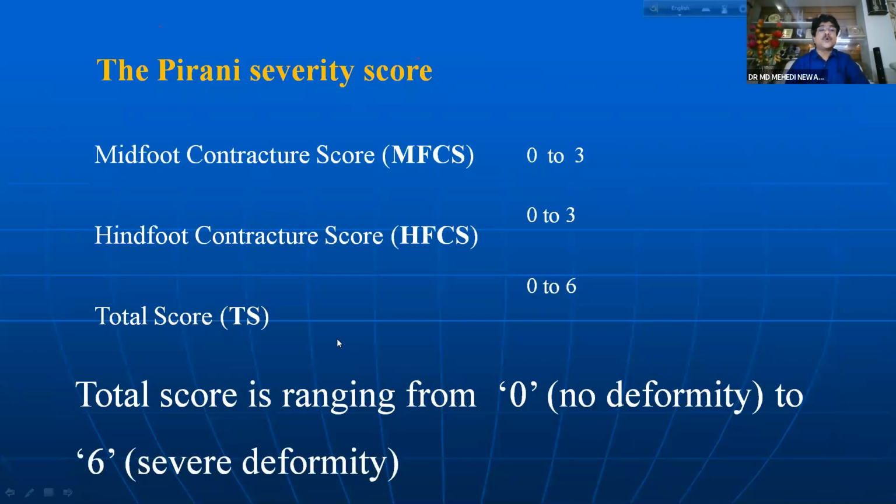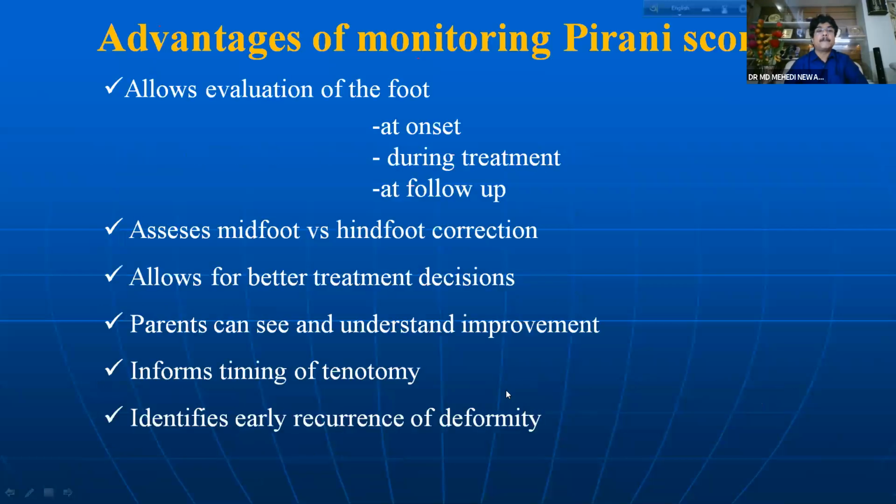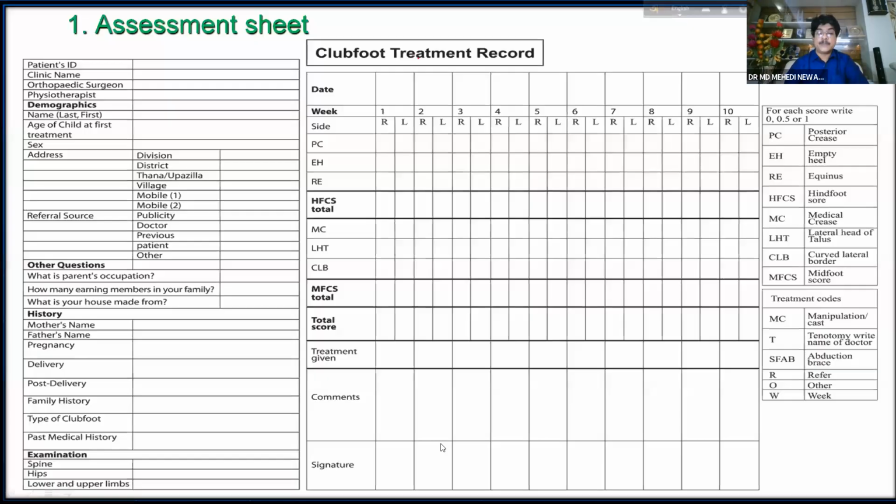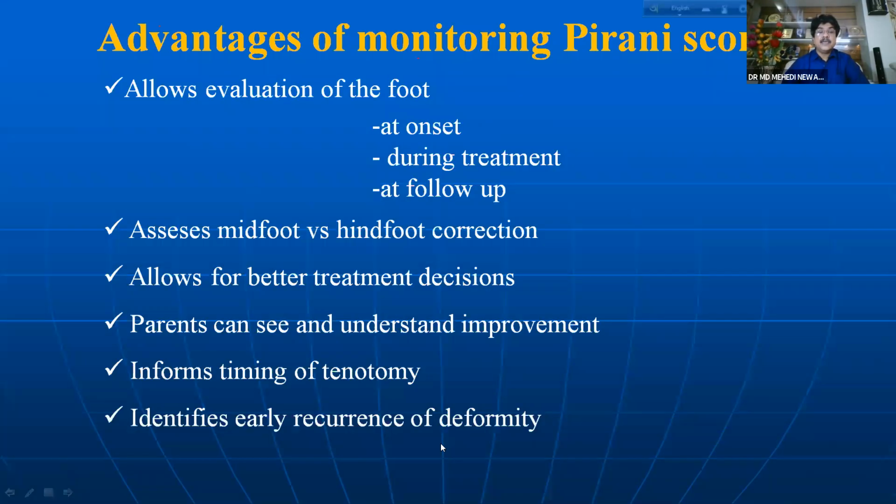For the severity score, midfoot contracture is 0 to 3 and hindfoot contracture is 0 to 3. The total score is the summation, up to 6. The total score ranges from 0, no deformity, to 6, severe deformity. The advantage of the Pirani score is that it allows evaluation of the foot at the onset, during treatment, and at follow-up, and assesses midfoot versus hindfoot correction. Parents can see and understand the improvement, it informs the timing of tenotomy, and it identifies early recurrences of the deformity.